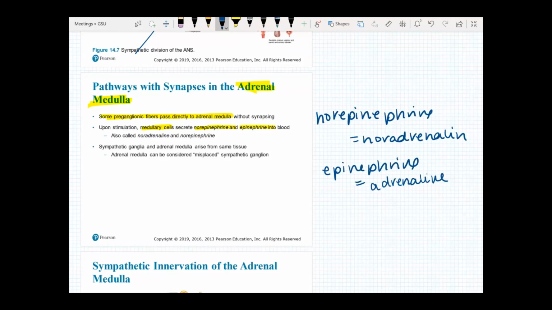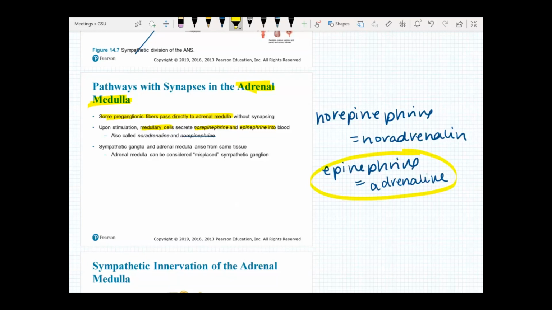So this should actually be adrenaline. Those are the 2 hormones that are released by the adrenal gland. So it's important to note that our sympathetic nervous system will travel through the adrenal gland and will actually get this epinephrine, this adrenaline, when we need to be in that fight or flight state.